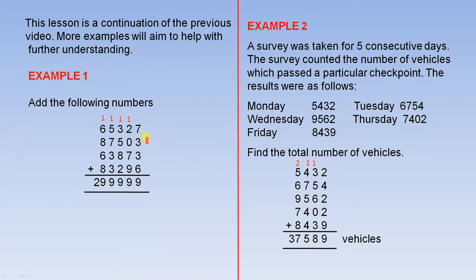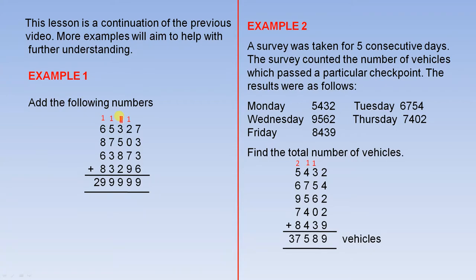First example, we're adding these numbers here. So that's units, tens, hundreds, thousands and 10,000s. So there are 5 columns. If we add that first column, we get 19. So we put the 9 and there's the 1, which is really 10. We add the next column, we get 19 again. There's the 9 and there's the 1.